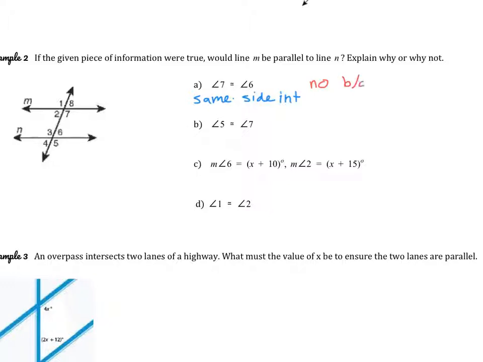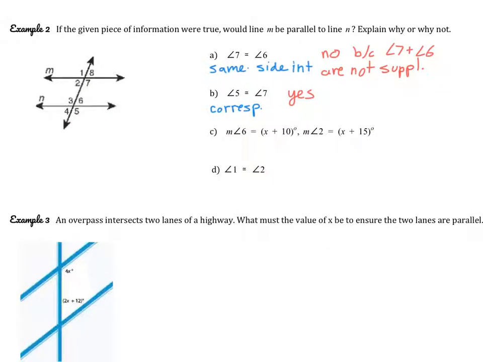because angle 7 and angle 6 are not supplementary. If it said angle 7 plus angle 6 equals 180, then yes, that would show that the lines were parallel. Now let's look at the next one. Here we have angle 5 and angle 7. Those would be classified as corresponding angles. And according to the converse of the corresponding angles theorem, yes, that would prove that line M and N are parallel. Because again, corresponding angles should be congruent.